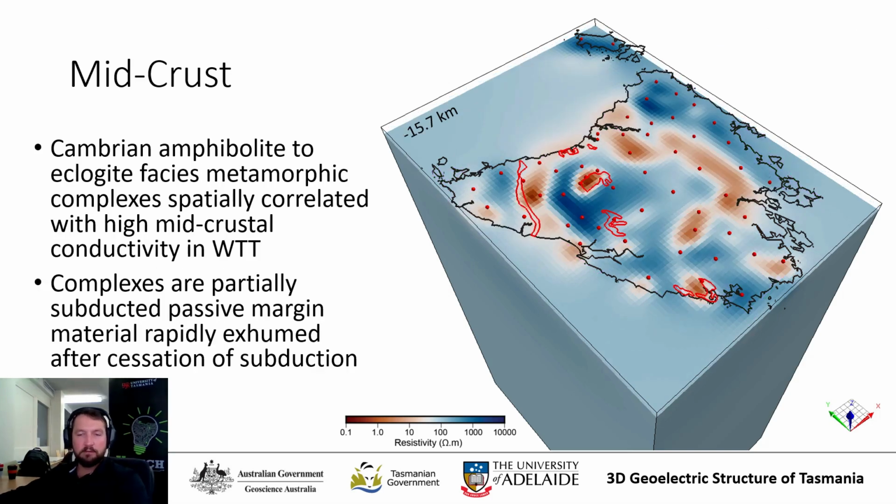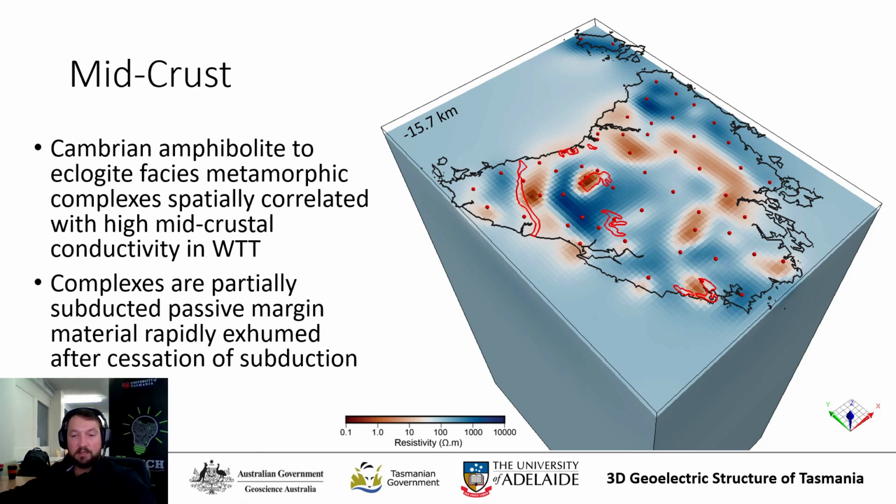Moving on to mid-crustal depths in the model space now. We tend to see an increase in conductivity and intensification of conductive anomalies at these depths. And in West Tasmania, it's interesting to note that the peak conductivities tend to occur beneath the surface expression of Cambrian amphibolite to eclogite facies metamorphic complexes, highlighted here in red.